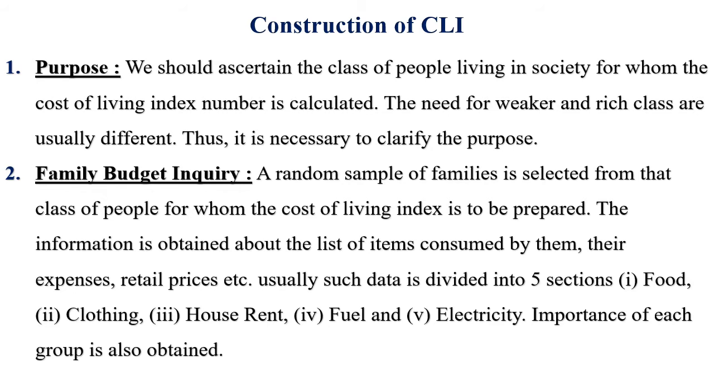We have to take a random sample of families from the class of people for whom we are creating the index number. We gather information from them about the items consumed by them, their daily or monthly expenses, and the prices of items consumed by them. This data is divided into 5 sections, that is the items of food, clothing, house rent, fuel and electricity. Sometimes miscellaneous is also taken as a section. All of this data is obtained, and the importance of each group for the families is also obtained to calculate the index number.